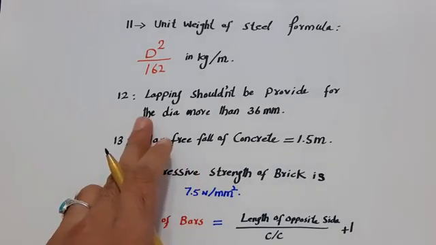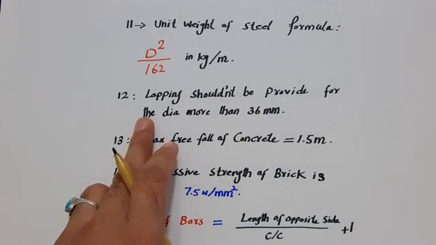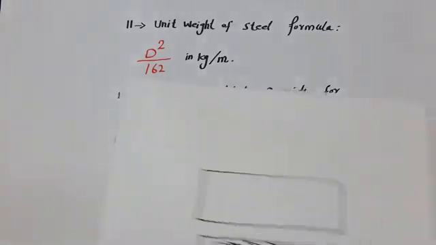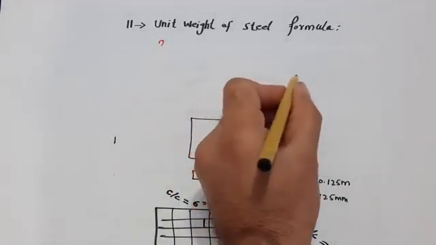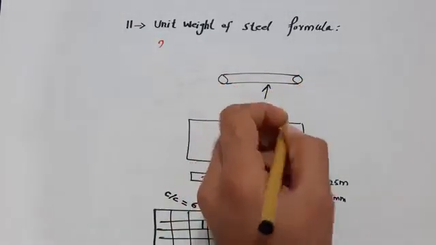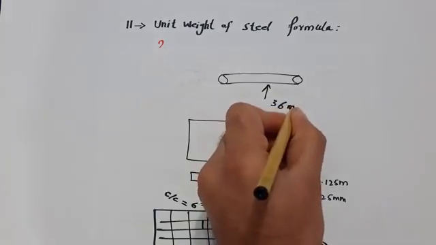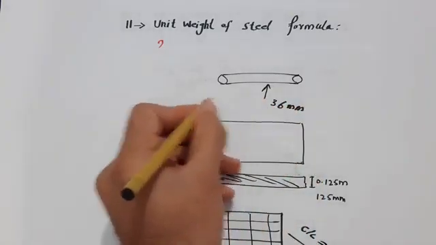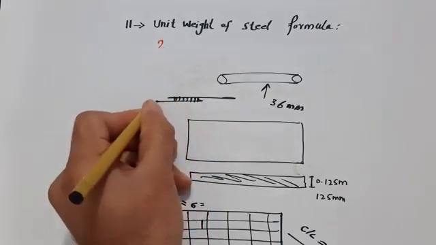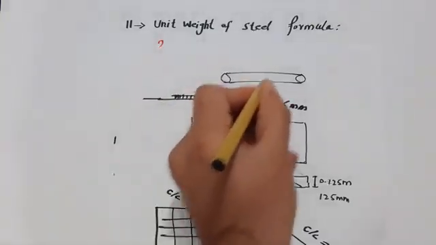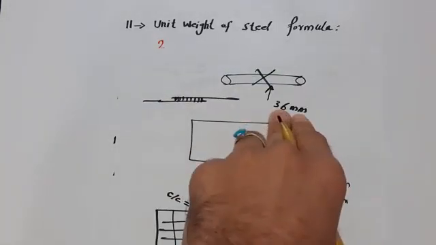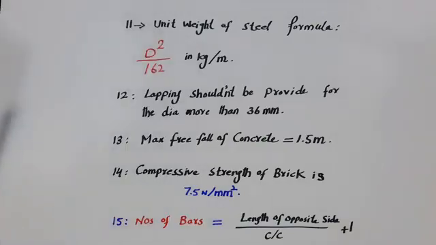Guys, the 12th one is lapping should not be provided for a dia more than 36 millimeter. For example, you can see this is a steel rod. If the dia is more than 36 millimeter, the lapping should not be provided. This is lapping, guys, you can see. Less than this you can use it. For larger dia you can use the coupler method or any other one.